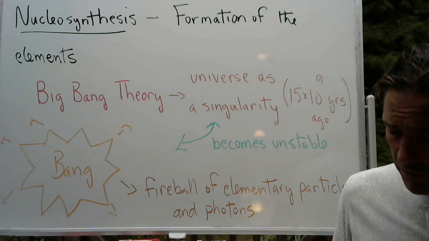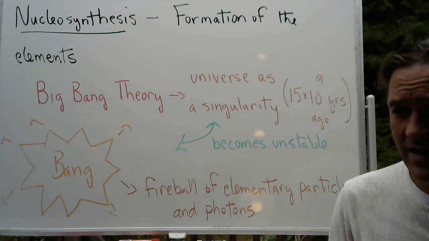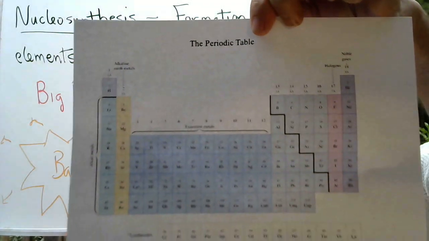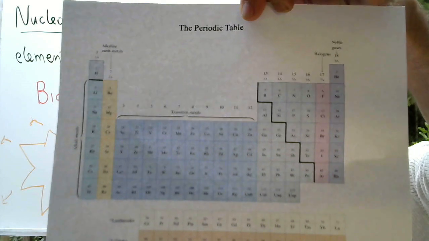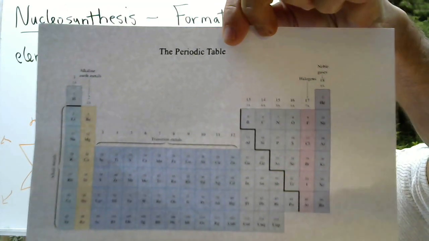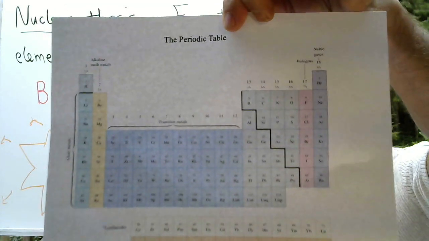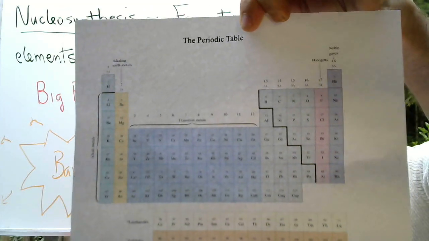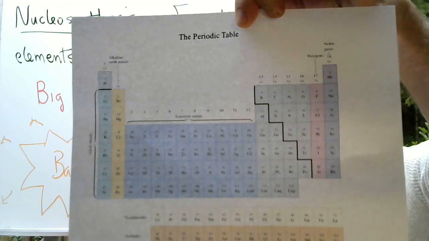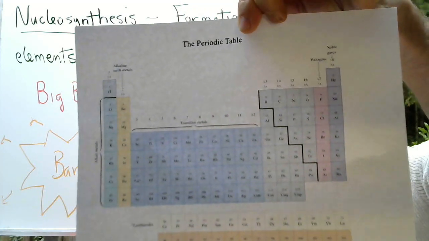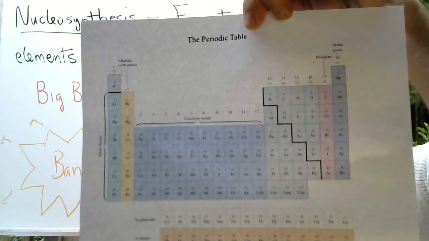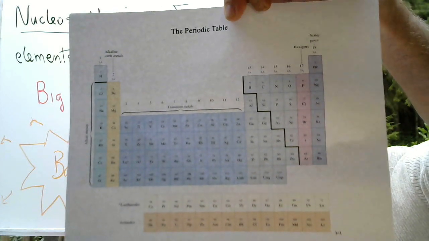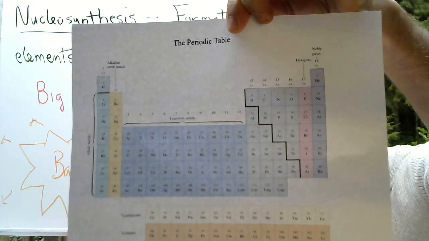So the purpose of this lecture is to help you understand where the elements on the periodic table came to be. And so what we'll do is we'll start with elementary particles, form lighter elements, and then from those elements form the heavier elements that we see on the periodic table today.